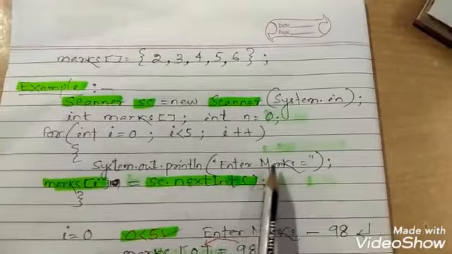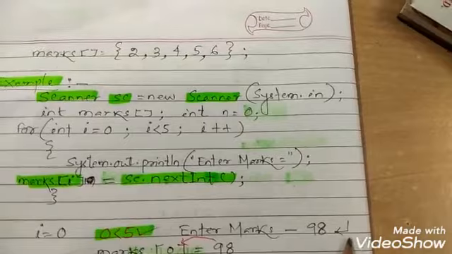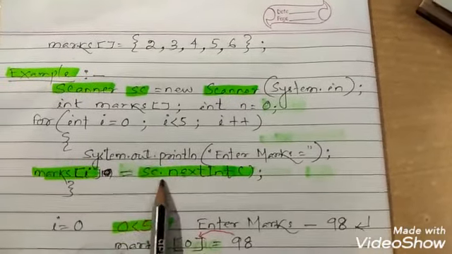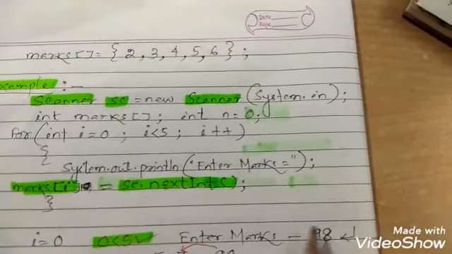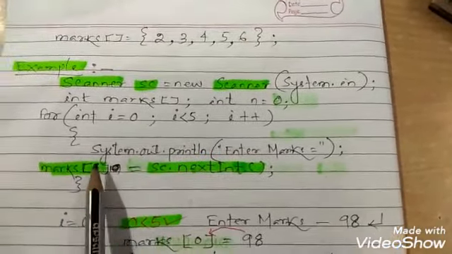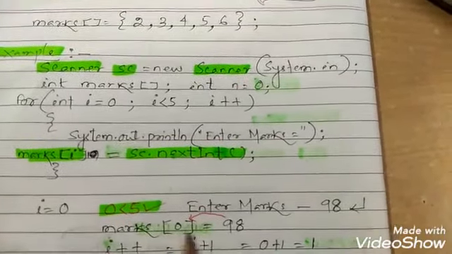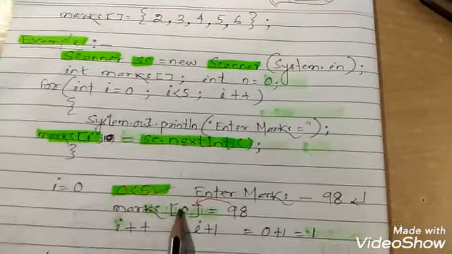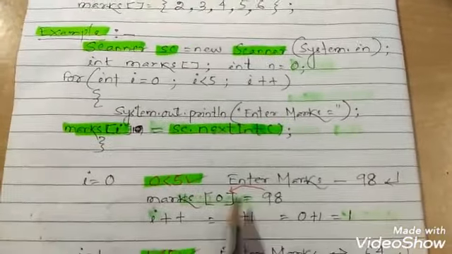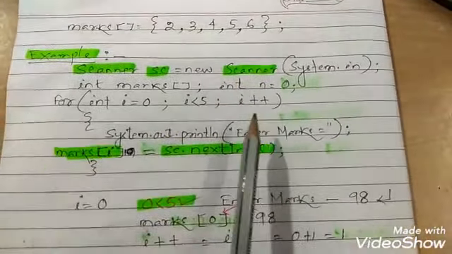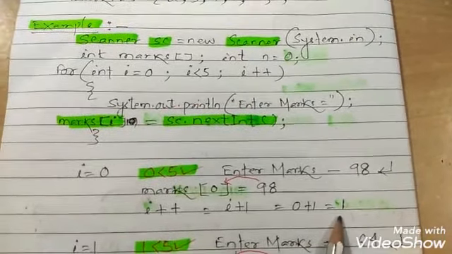Then it will print enter marks. Suppose you have entered 98 and press enter. Then what will happen? The object of the scanner class will read with the help of nextInt method. This 98 will be read and stored in marks[i]. marks[i] means i's value is 0. In 0's place 98 will be stored. That means the first student has got 98 marks. After that, i++, i plus 1 equal to 0 plus 1 equal to 1, right?